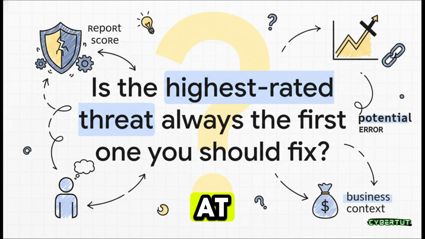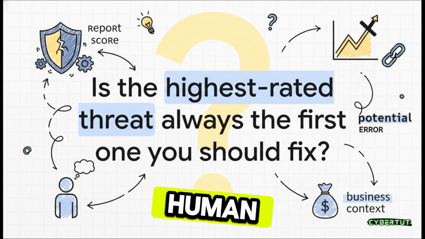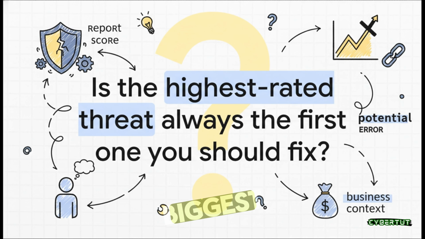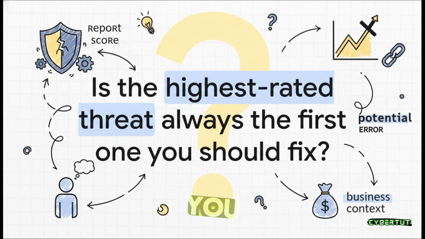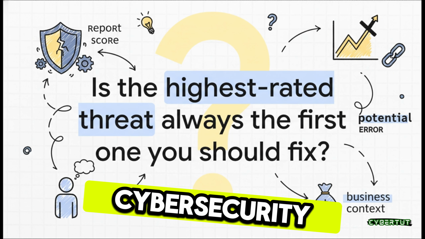After everything we've looked at, the report, the score, the human element, is the vulnerability with the biggest, scariest number always the one you should fix first? Or does the real-world context of business needs and cost mean that the true priority is something a simple number can never quite tell you? That's where the real work of cybersecurity begins.